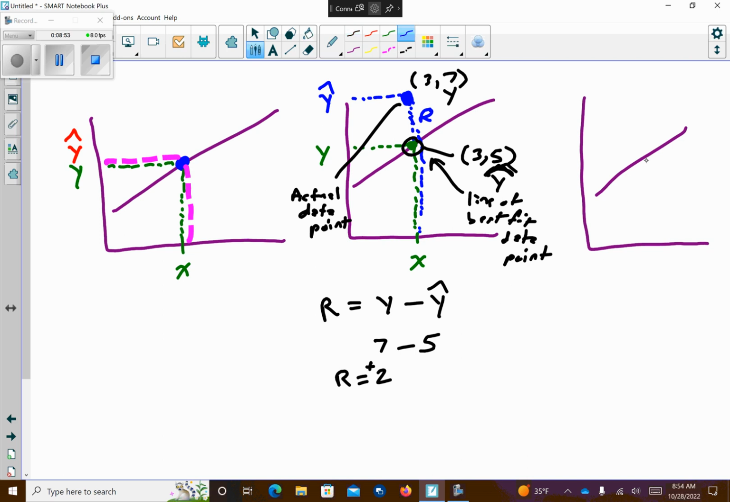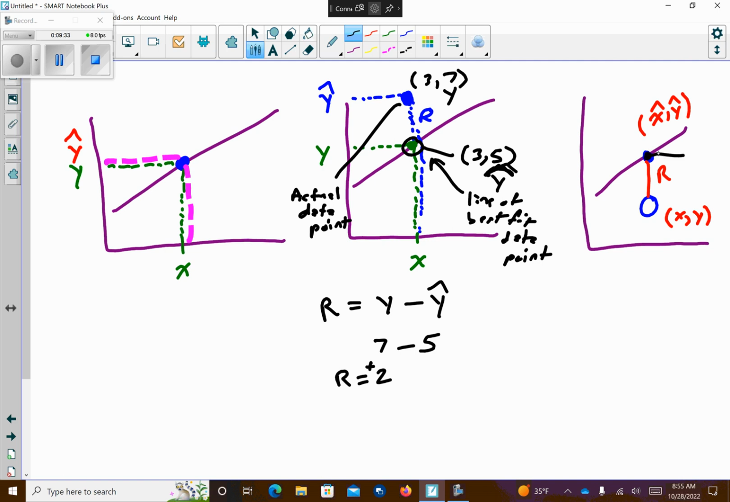If I did the same thing here, and let's say I have a point down here below it, this is going to be some xy value, and we'll make something up. And this is my x hat, y hat. Okay, so what would this R value be as far as the sign goes? Positive or negative? Negative. It's below it.